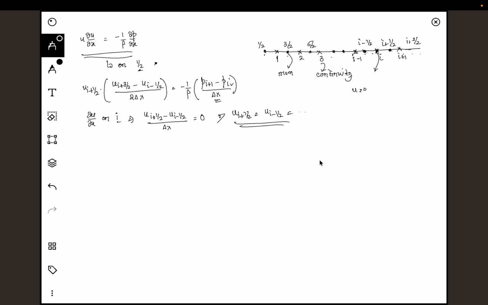So each of these being equal to each other will essentially mean I plus 3 by 2 and I minus half will also be equal to each other. That will eventually boil down to saying P i plus 1 equals to P i. And if this is true, then all the pressures will also be 0.